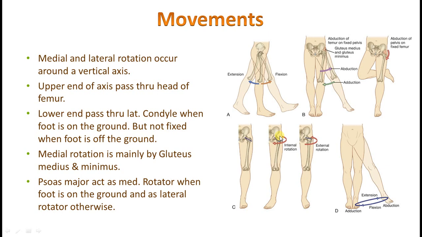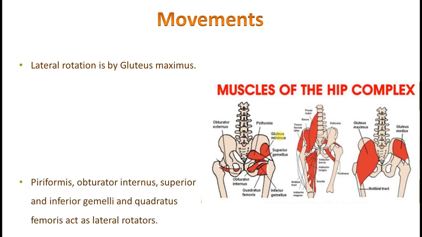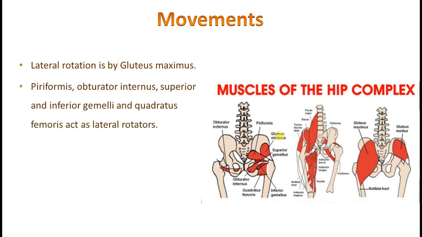Psoas major is a medial rotator when the foot is on the ground, because the muscle is inserted lateral to this axis of rotation. But when the foot is off the ground, it acts as a lateral rotator. Lateral rotation is mainly by gluteus maximus, a very powerful lateral rotator, assisted by the short muscles: piriformis, tricipital tendon, quadratus femoris. They are called the short lateral rotators of the thigh.